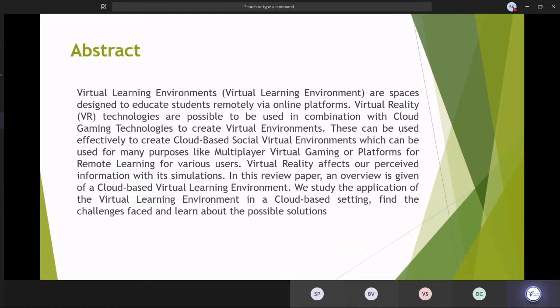In this review paper, we mainly focus on an overview of a given cloud-based virtual learning environment. We study the application of the virtual learning environment in a cloud-based setting in an effort to find the challenges faced in the virtual learning environment creation process and simultaneously learn about the various possible existing and theoretical solutions for the problems faced.